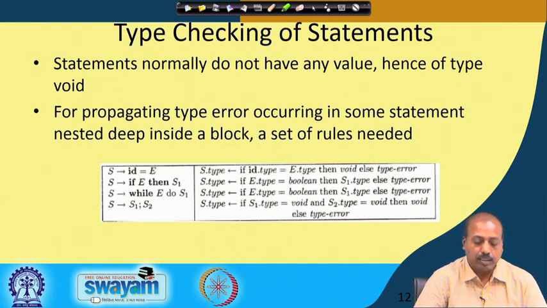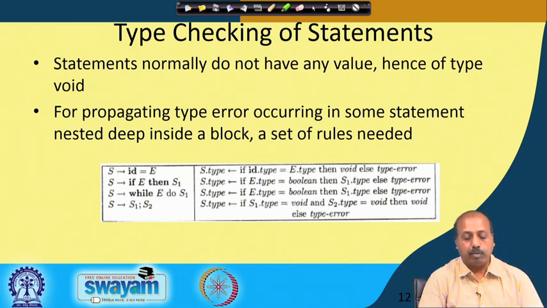This is what is done, say S producing ID equal to E. If ID's type is equal to E's type, in that case the type of S is void, otherwise it is a type error. If there is a type mismatch between ID and E, then there is a type error, and the type error is assigned to S, so that at a higher level we can understand that a type error has occurred with this statement. We can take some appropriate action, maybe aborting the code generation or whatever.